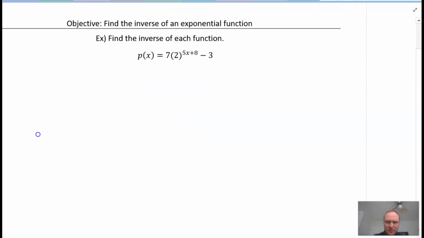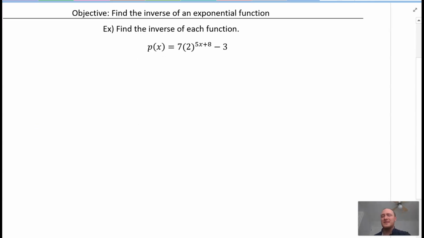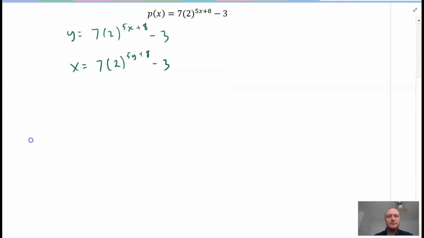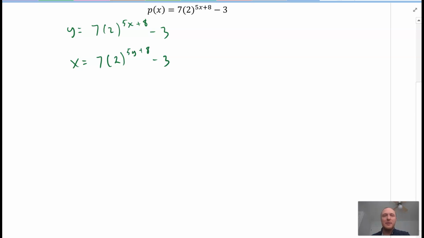Okay, so I have one last example to show you, and this one just has a lot of bells and whistles attached to it, a lot of things going on. So the main idea, right, I'll switch to y and then switch x and y. Okay, and now I want to isolate my power expression. So where's the power expression? Well, that's 2 to this power. So I have to get rid of everything else.